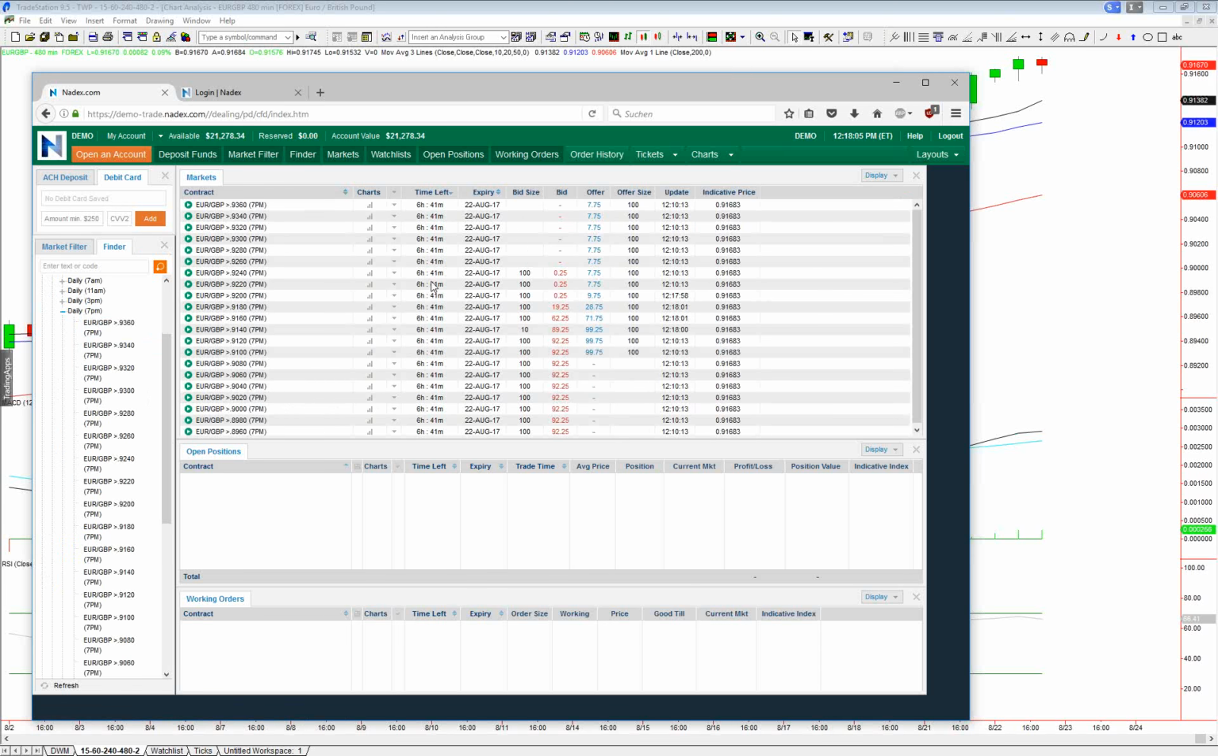And you can see 6 hours, 41 minutes left. This gives us more time for that trade to potentially work out in our favor. You have to pick your battle.